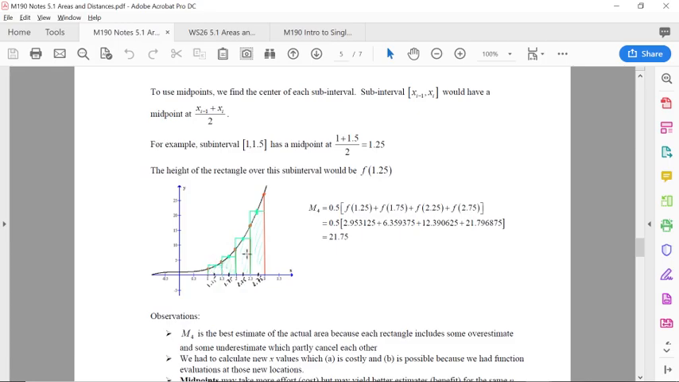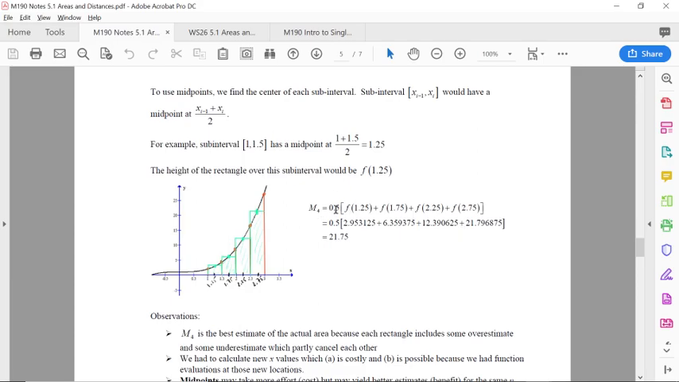which tells us what the height of the rectangle is. The f of x i star values are the heights of the rectangles. So f of 1.25 is a height. f of 1.75 is a height. f of 2.25 is a height. And f of 2.75 is a height, by use of the midpoint rule on this example, midpoint 4, M4. So we evaluate those heights, and each height gets multiplied by the associated width.